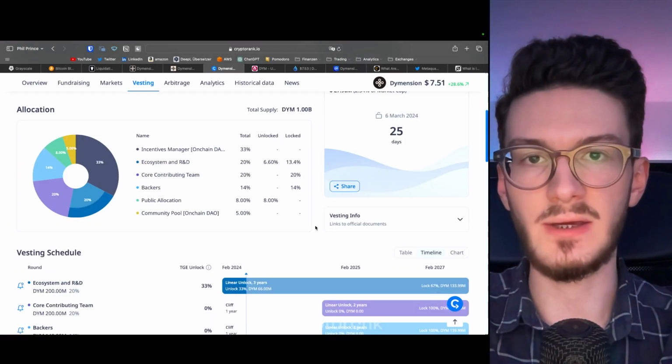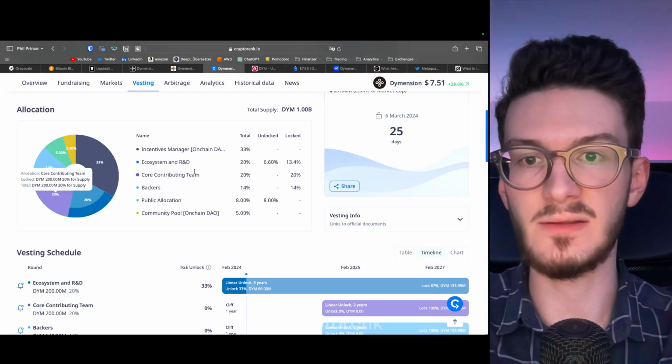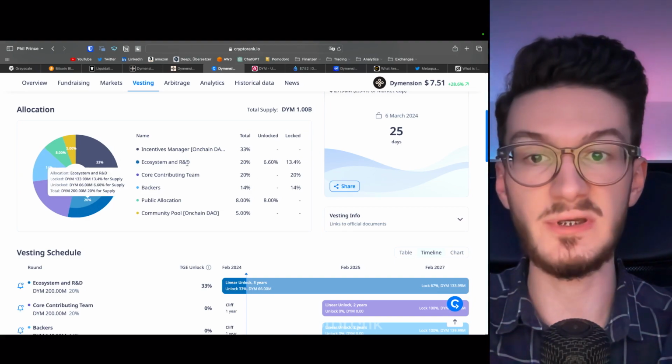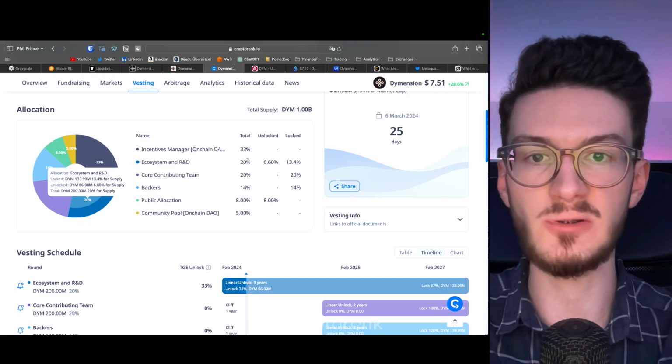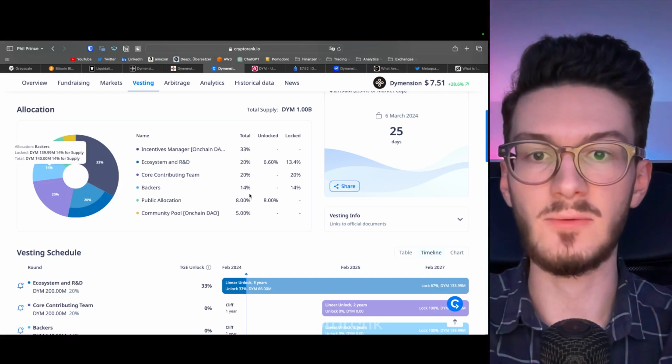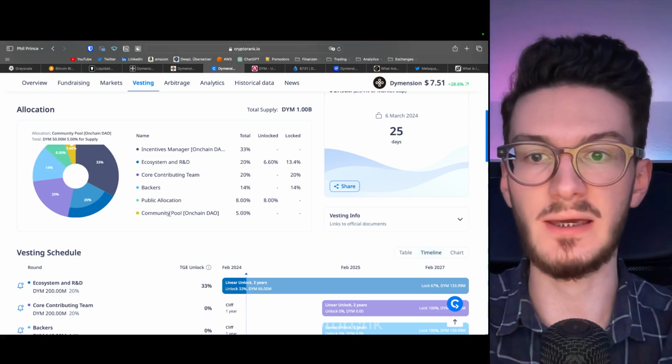If we take a look at the allocation, we can see that the core team has 20% of the token supply. Research and development as well as ecosystem also is at 20%. Then the DAO has 33% and the rest is split between backers, public allocation and community pool.